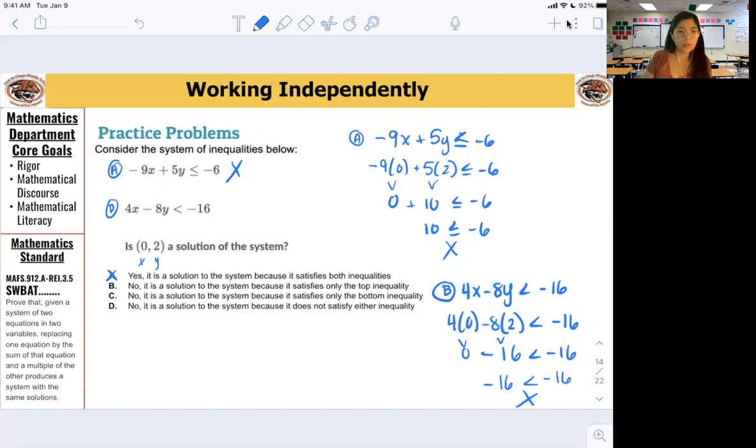Therefore, no, this is not a solution because it does not satisfy either inequality. So it doesn't satisfy either of them. So it's D. Questions on this one?